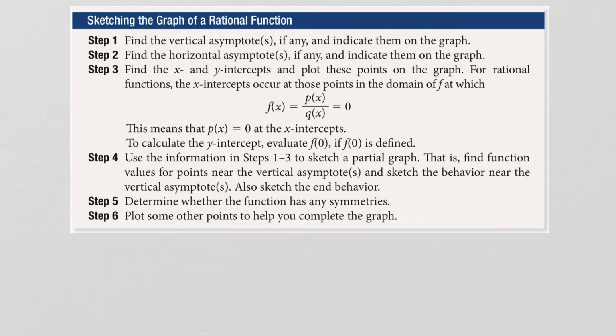Also, you can determine whether the function has symmetries. Rational functions don't always have symmetries, but sometimes they do, and if you recognize it, it can make the graph a little bit easier. And then if needed, you can always plot some additional points to help complete your graph. So let's go ahead and take a look at a full example here.